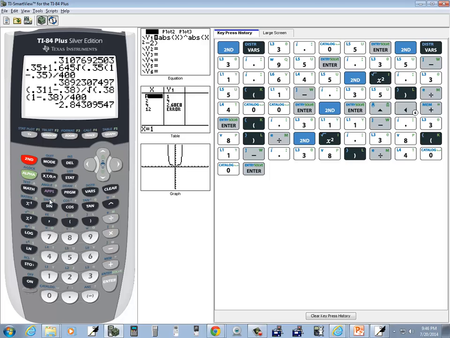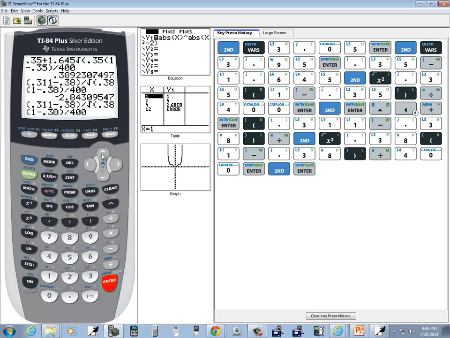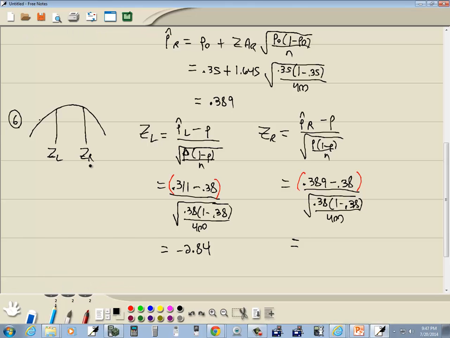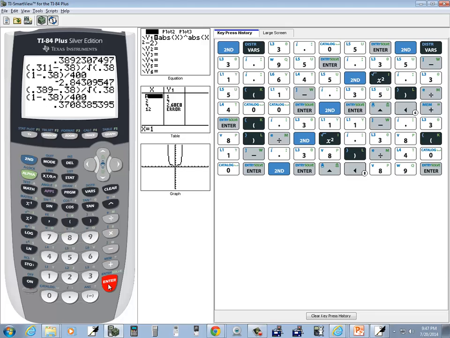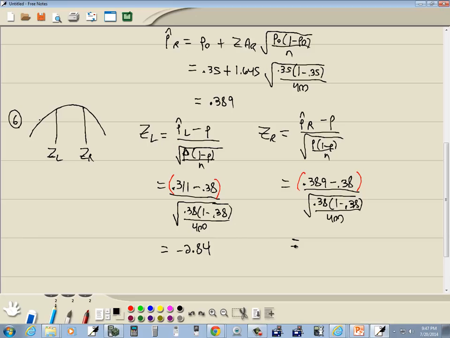Okay, this one. I can bring up previous entry, second enter, or I can just type it in all again. But the only thing that changes is that 0.311. Everything else remains the same. And I'm going to put in 0.389. There we go. And to 2 decimal places, 0.37.